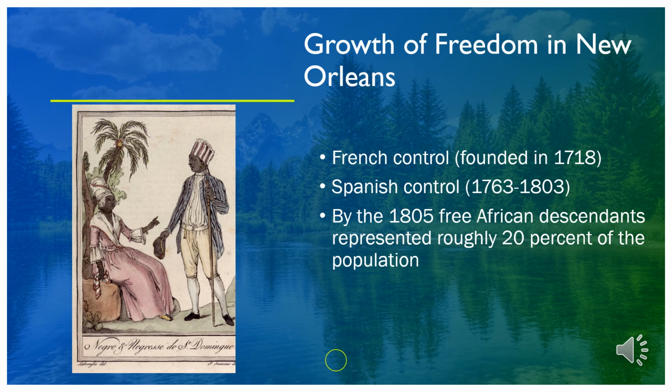One thing to remember is that throughout this period, the child took the status of the mother. And as there was an increasing population of free African descendant women, their children, regardless of the status of the man, would be born free. So by 1805, there's a free population of African descendants that represent roughly 20% of the population of New Orleans.